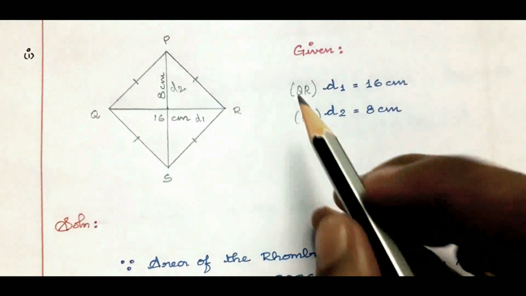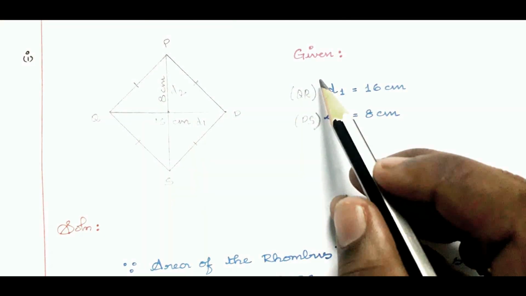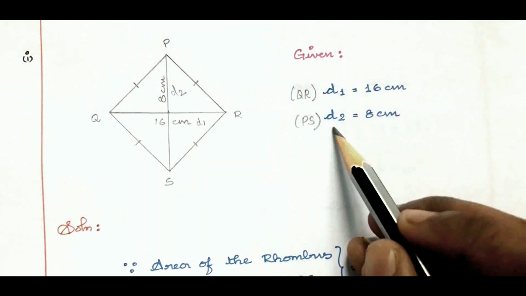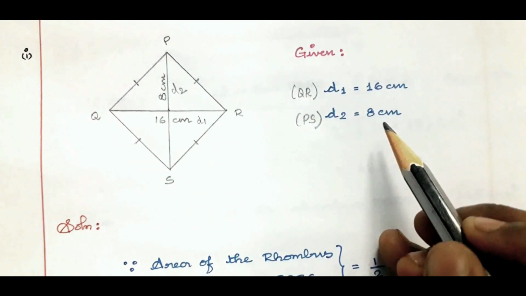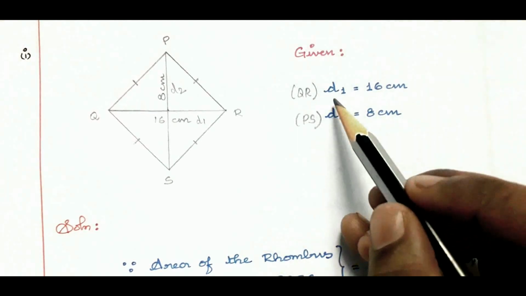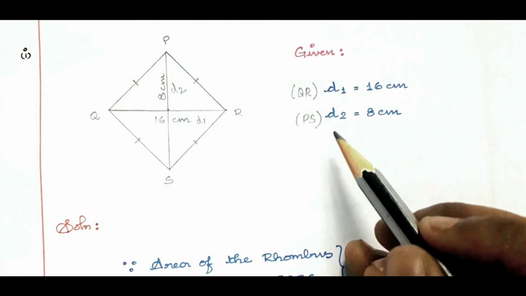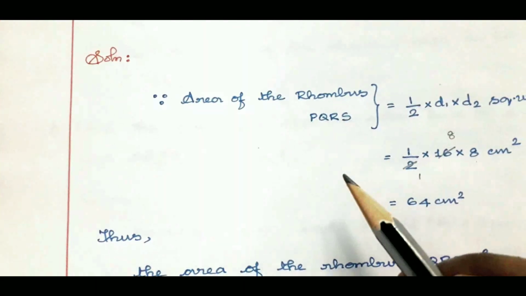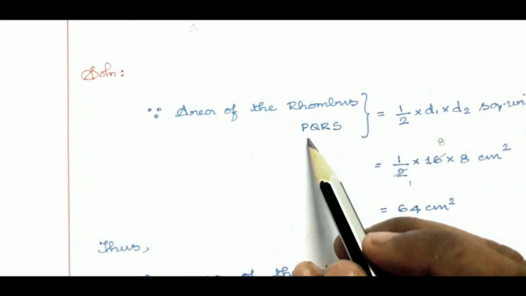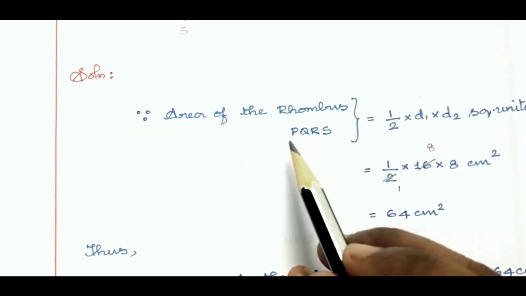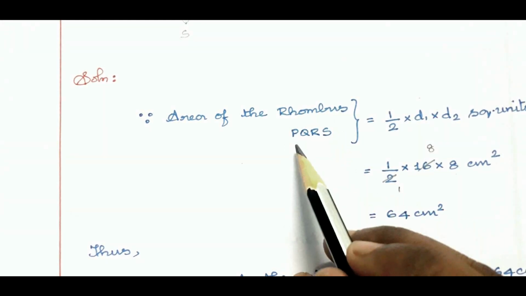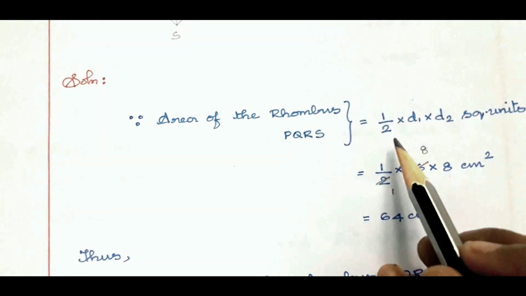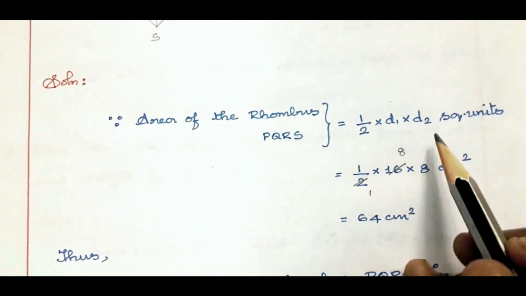Okay, clear. So, from the figure we got that D1 is equal to 16 centimeter, D2 is equal to 8 centimeter. As I explained, you should be clear that when in the question they are giving the diagonals, we have to go with the formula. Solution: area of the rhombus PQRS. In the figure they have given the label PQRS, therefore the name of the rhombus is PQRS, which is equal to half into D1 into D2 square units.